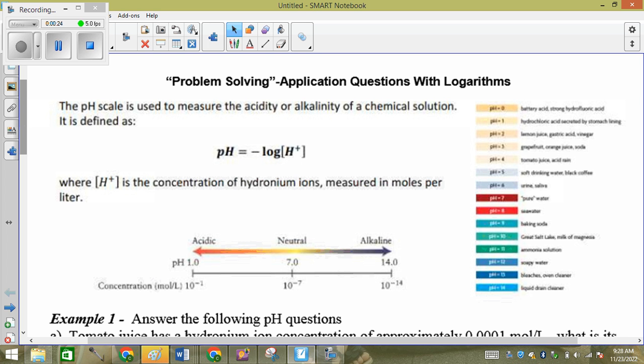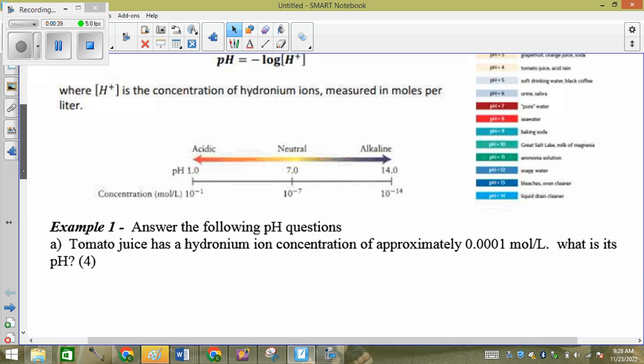But they're either going to give us the pH and make us solve for the hydrogen ion concentration, or they're going to give us the hydrogen ion concentration and solve for the pH. So it's nothing that's like hardcore. There's way more pH formulas out there in the world. I kind of stick with this bad boy for our test.